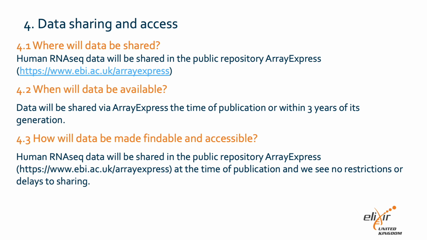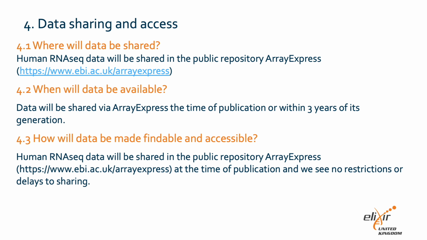In the first subsection, you have to provide details about where the data will be shared. In our example, our data will be shared in the public repository ArrayExpress. We also provide the relevant link. Subsequently, we need to provide information about the availability of the data. So, our data will be shared via ArrayExpress at the time of publication or within 3 years of its generation.